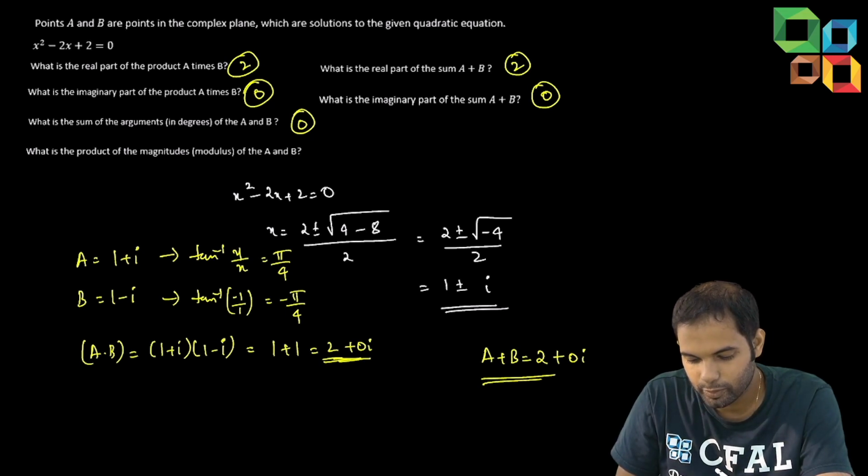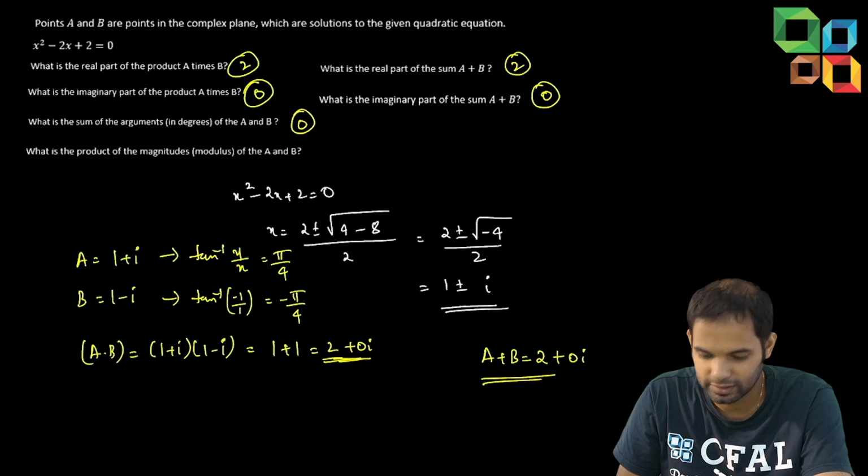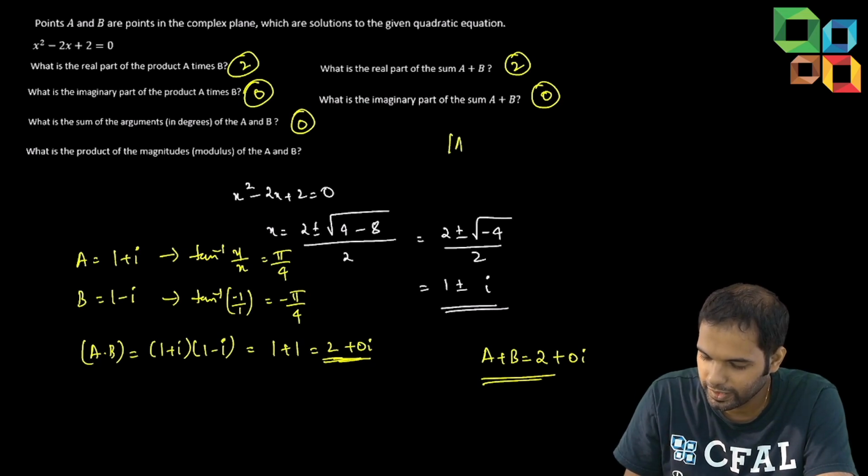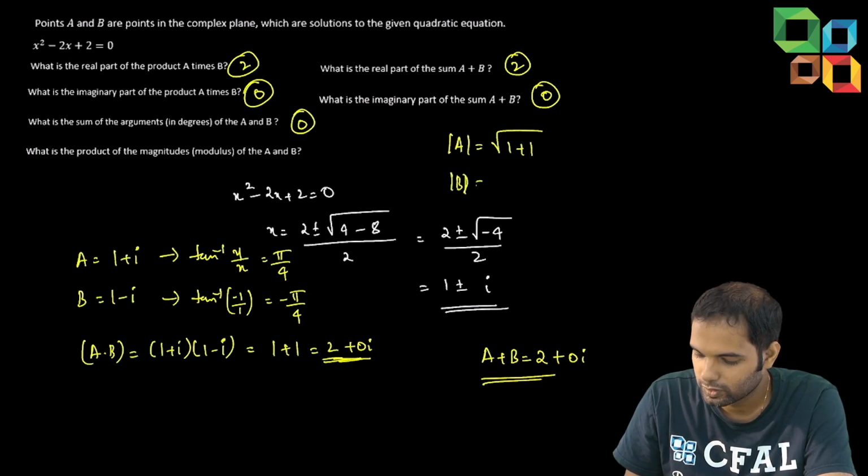Last one. What is the product of the magnitudes, the moduli? Let us write the magnitude of A. It's root of 1 square plus 1 square. Magnitude of B is root of 1 square plus 1 square. This is root 2, this is root 2. We need the product of these two.